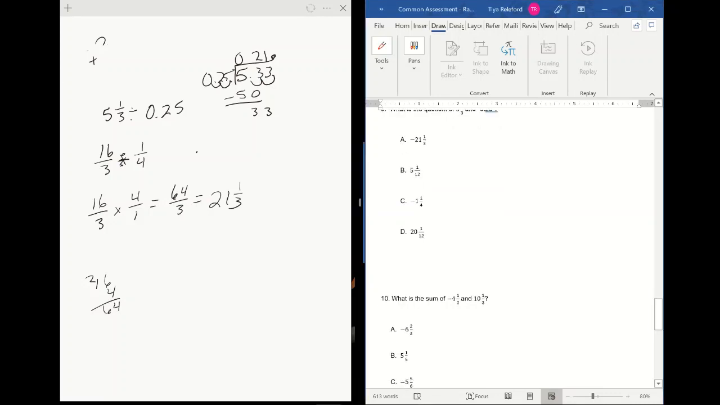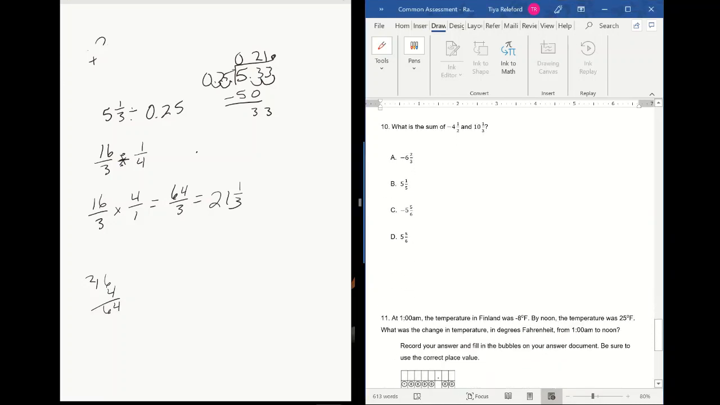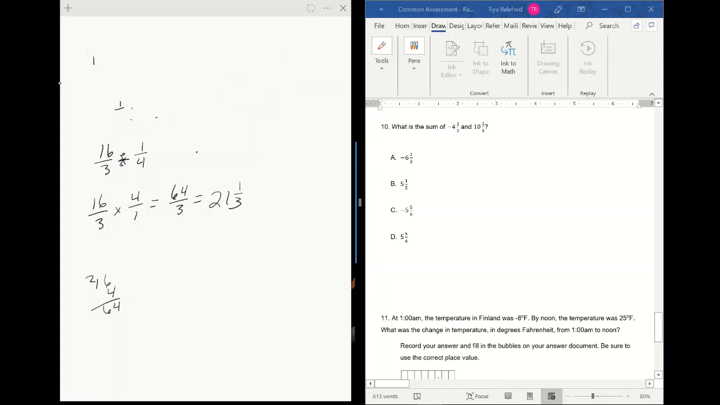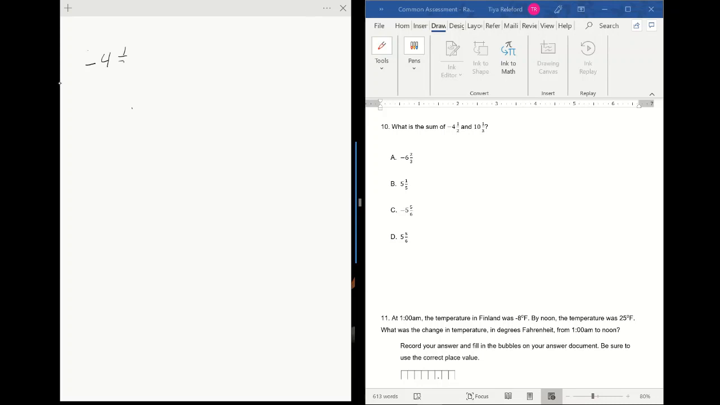Number 10 asks for the sum. Sum means to add. So you are adding negative 4 1/2 plus 10 1/3. So my rule is same sign add, different sign subtract. So really I'm subtracting. I know my answer is positive because I have more positives. So right away, I can cross off A and C. I've got a 50-50 chance.